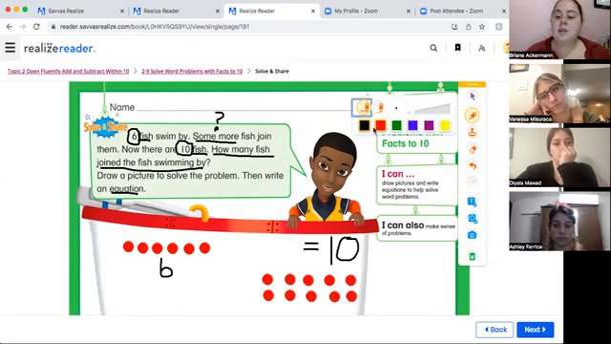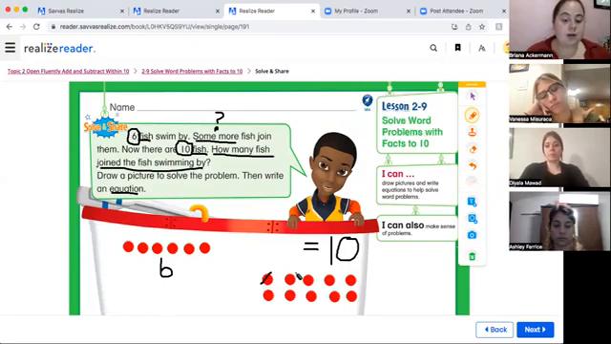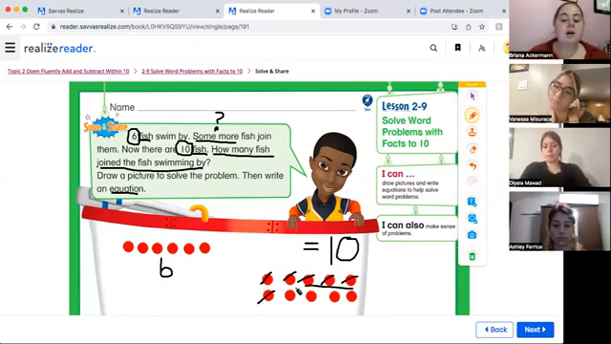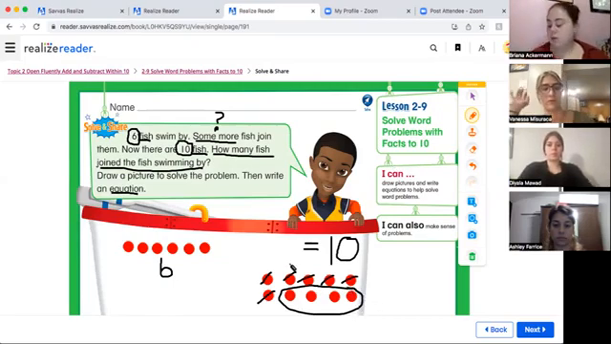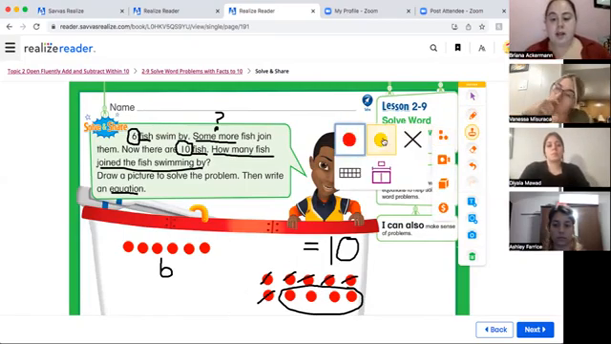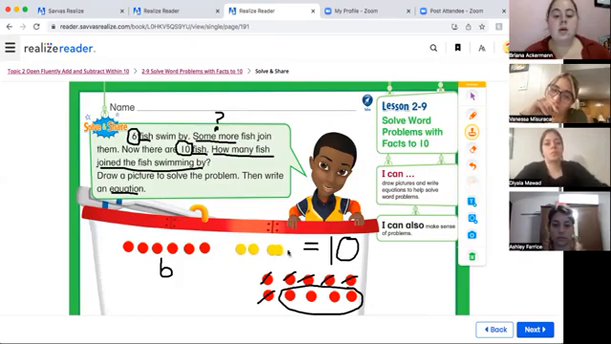So one way we could do that is by crossing out. So we started with 6, have 10. Let's cross out 6 counters. 1, 2, 3, 4, 5, 6. And how many counters are we left with? Vanessa? 4. So that tells us that that missing number is 4. So if we were to add 4 and 6 together, we would get our 10.